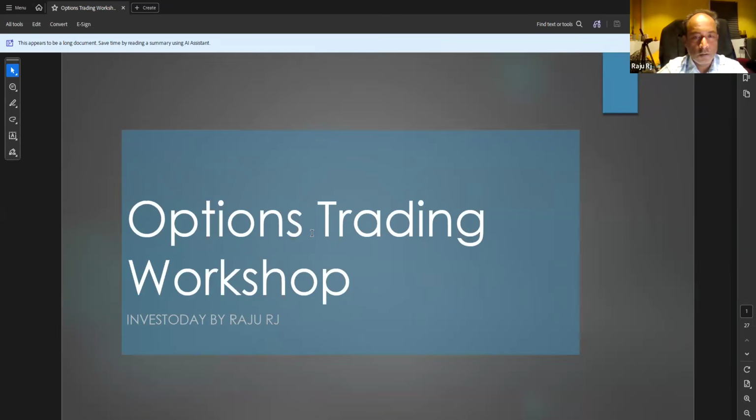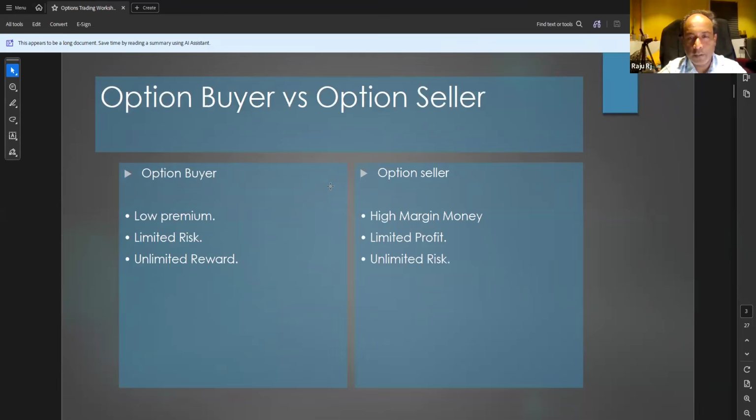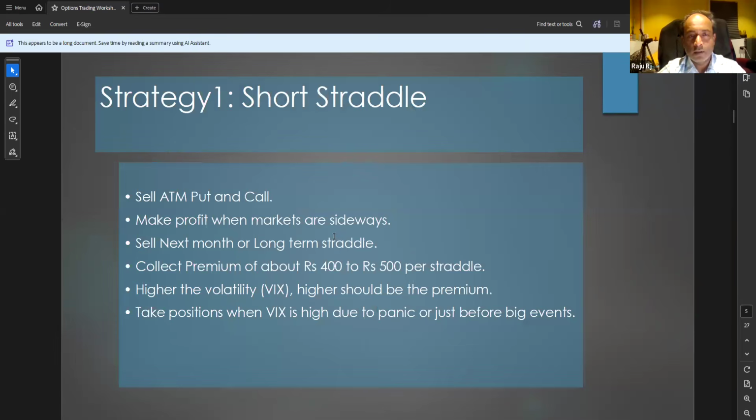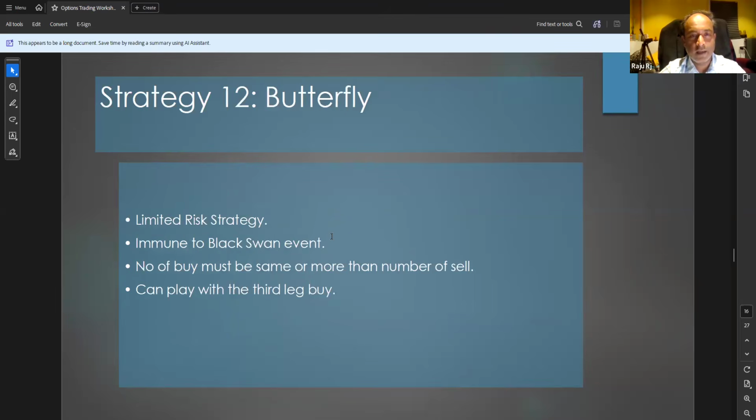So on day one, we learned about the call option and put option, what is meant by option buyer and option seller. We have learned short straddle, short strangle, ratio spread, covered call, collar, put calendar spread, call calendar spread, double calendar spread, put backs, and almost butterfly. Today we will complete this workshop and learn about iron condor, iron fly, portfolio hedging, and all other things. We have covered all these strategies. We were here, I believe.